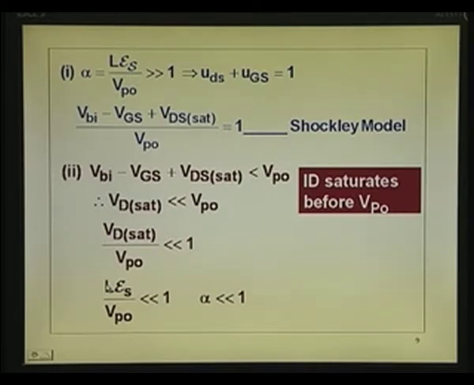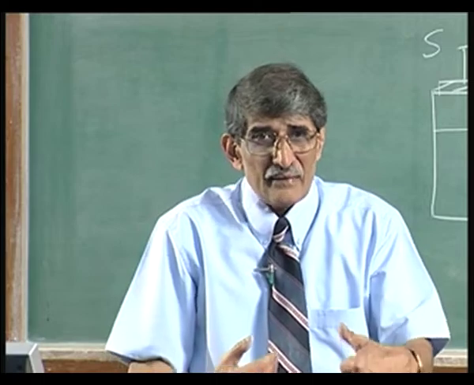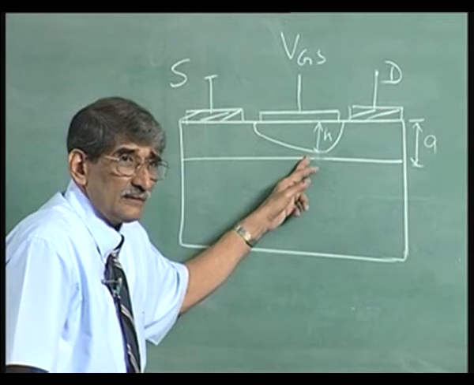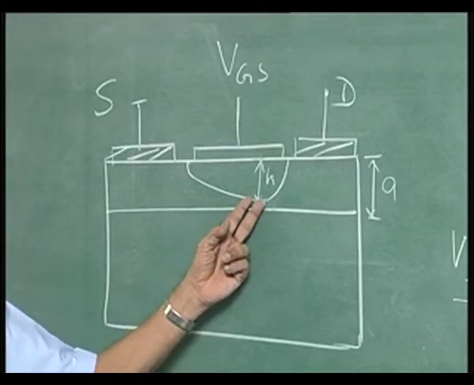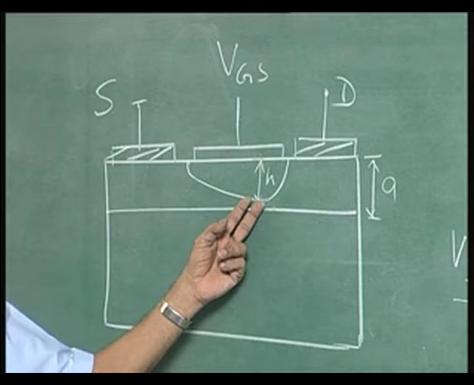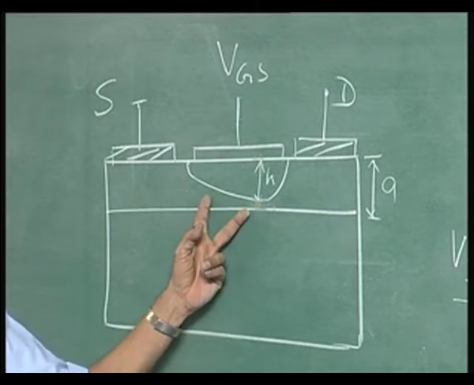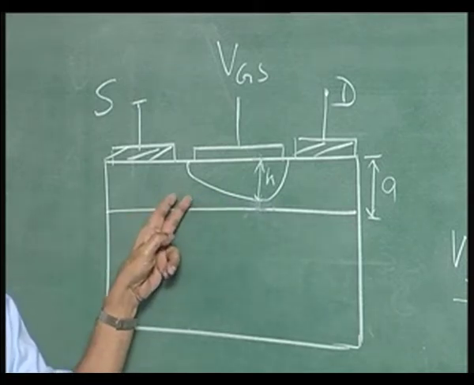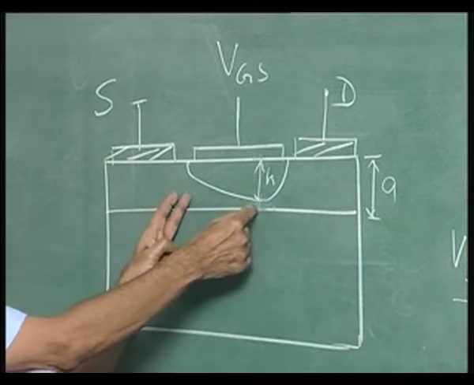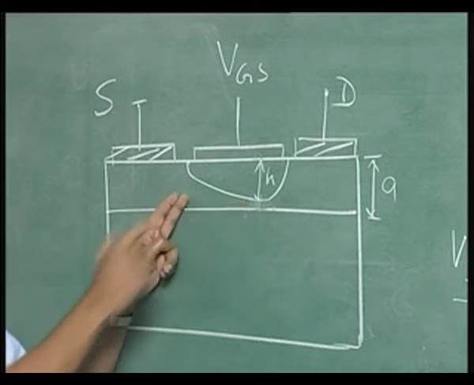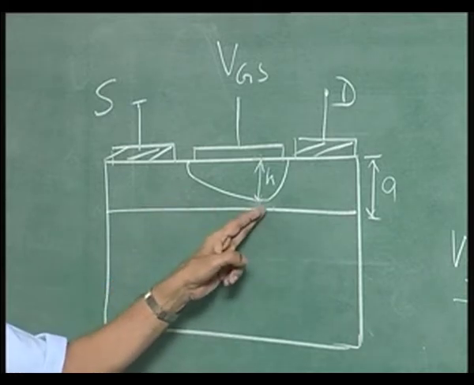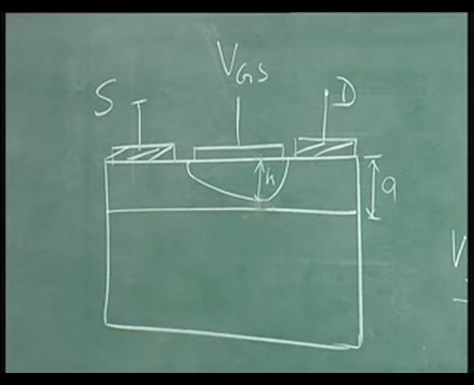This of course assumes the electric field is there everywhere. But actually if you move from this end to that end, the electric field is E of s closer to this point. So V d sat is actually less than L into E of s, because E is less than E of s here. V d sat is the voltage drop across that. It is L into the average electric field there. The average electric field is less than E of s, because E of s is highest here. So L into E of s by V p 0 is less than 1.